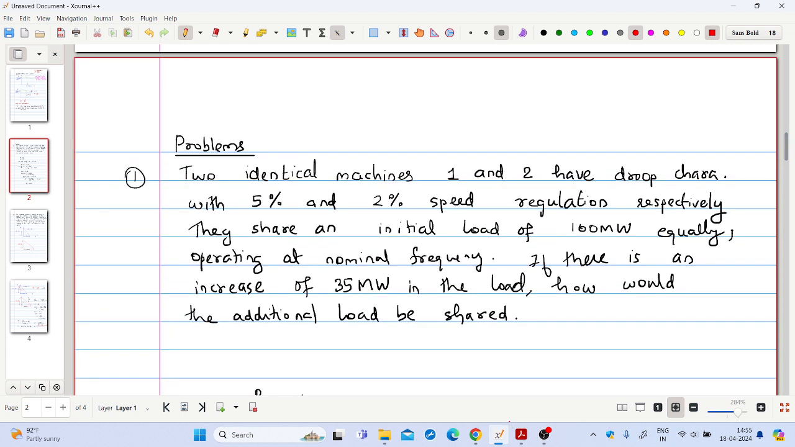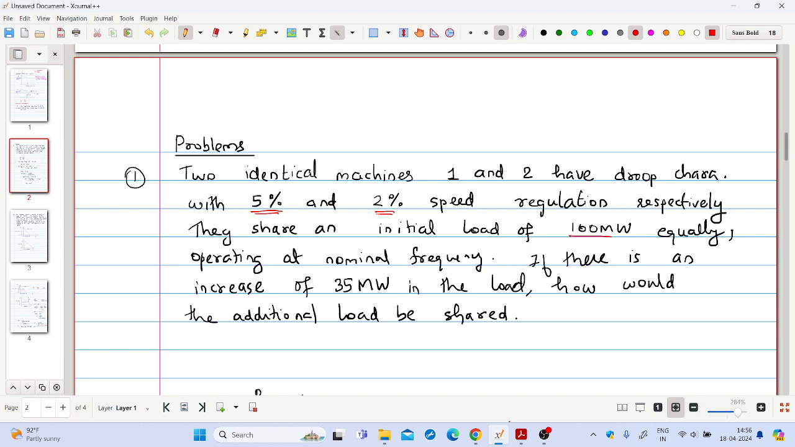So in this first question, there are two identical machines, 1 and 2, and they have drop characteristics with 5% and 2% speed regulation. So what are these numbers? This is the R value of first governor, that is R1, or drop speed regulation value of first governor, that is 5%. Then the speed regulation value R2 of the second generator is 2%. Then they share an initial load of 100 megawatt equally. So the total load is initially 100 megawatt and they are sharing it equally. And that sharing is happening at nominal frequency.